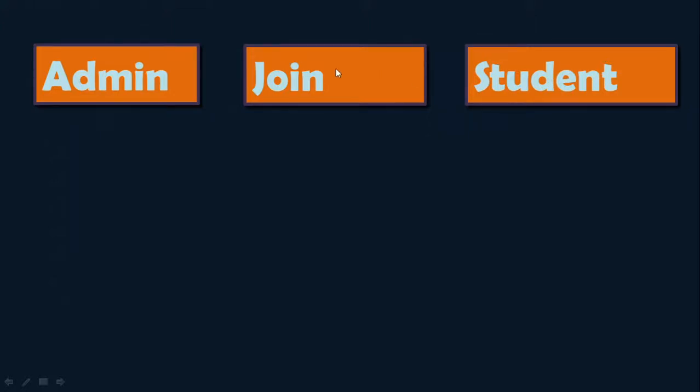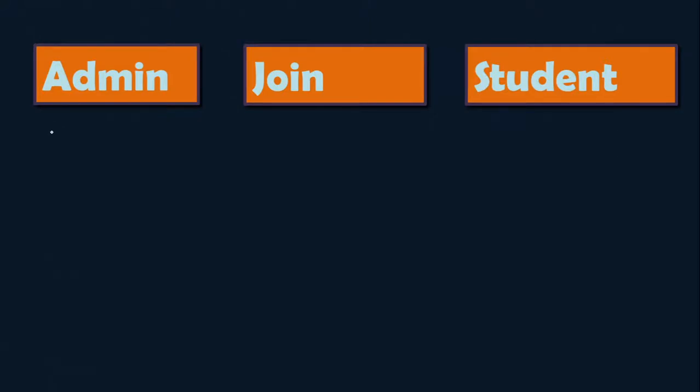Before you become a student, you need to join the course. This is open to everyone, and once you join, you become a student. Then they can log in as a student and view the information. So let's check out what options are provided in the admin, what options are available in the join, and what options are available in the student.